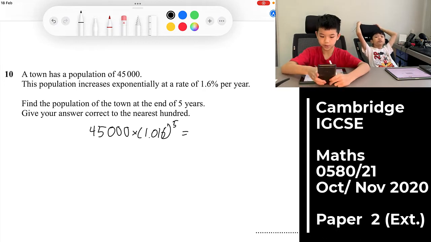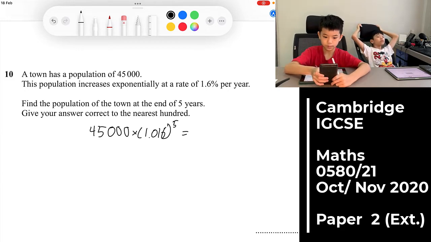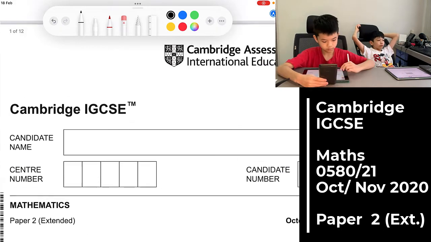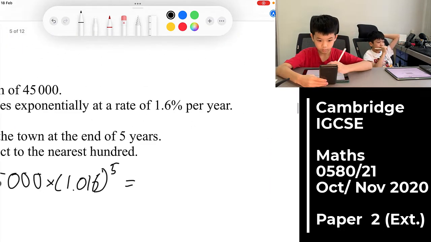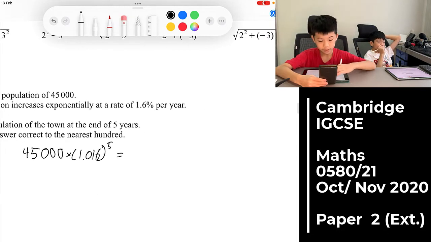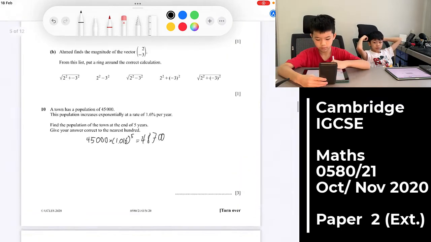That would give us 45000 times 1.016 to the power of 5, which rounded to the nearest 100 is 48700.